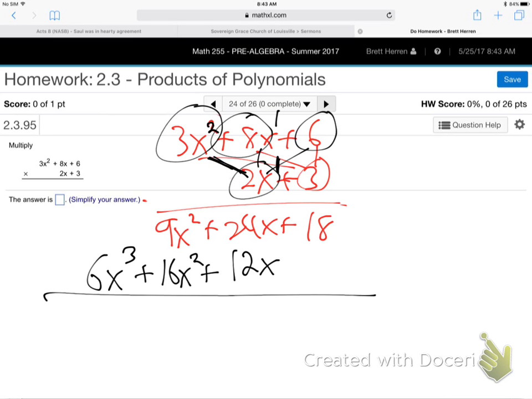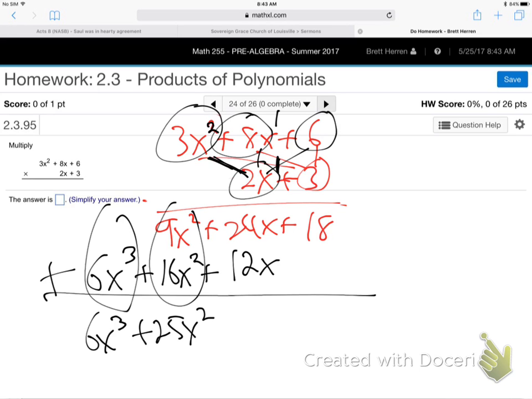And now we just add them up. Just add them vertically. So this will be 6x cubed. This will be 25x squared. This will be, what, 36x. And this is 18.